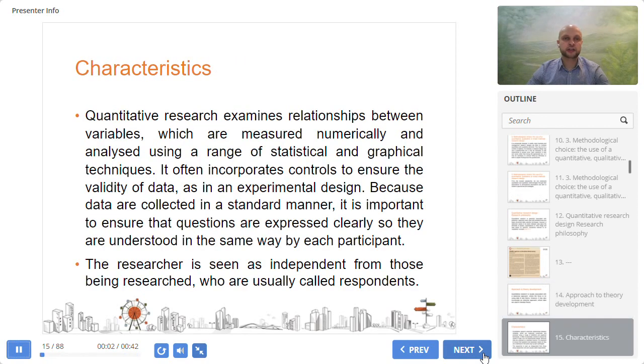The next is characteristics of quantitative research design. Quantitative research examines relationships between variables, which are measured numerically and analyzed using a range of statistical and graphical techniques. It often incorporates controls to ensure the validity of data, as in an experimental design. Because data are collected in a standard manner, it is important to ensure that questions are expressed clearly so they are understood in the same way by each participant. The research is seen as independent from those being researched, who are usually called respondents.